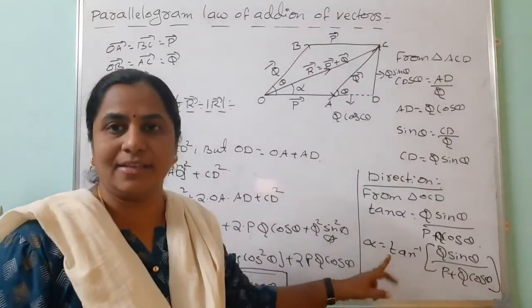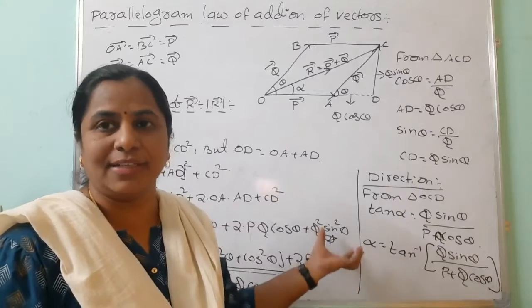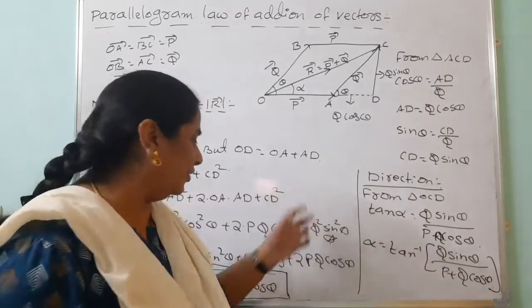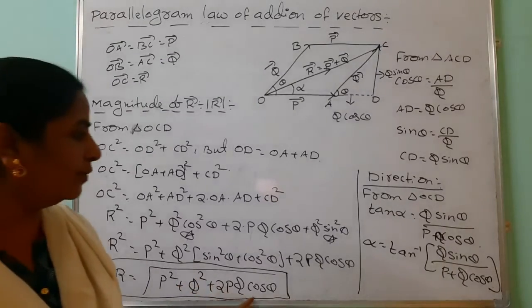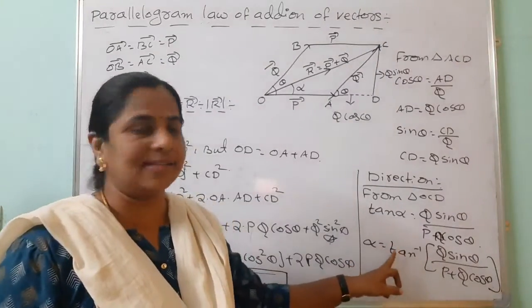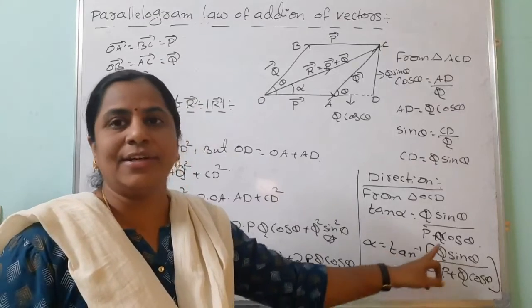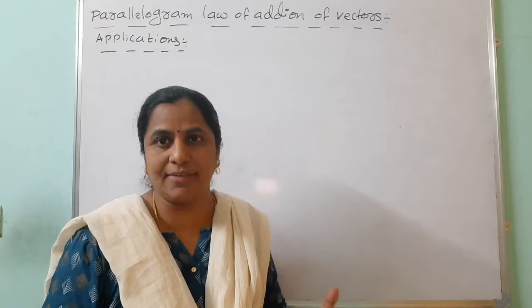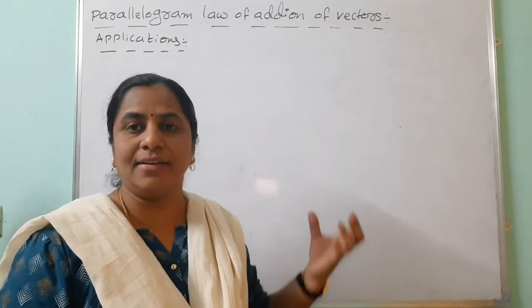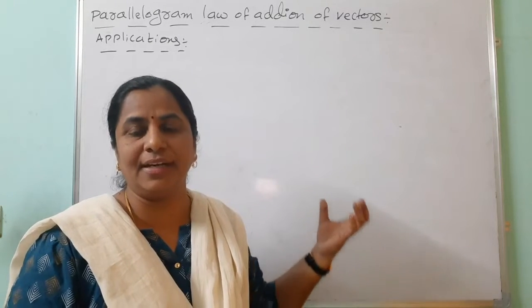So the resultant is nothing but a vector. For this vector we can find the magnitude with the help of under root P square plus Q square plus 2PQ cos theta, and the direction is alpha equals tan inverse Q sin theta by P plus Q cos theta. Based on the given vectors and given angle, we can find the magnitude and direction.